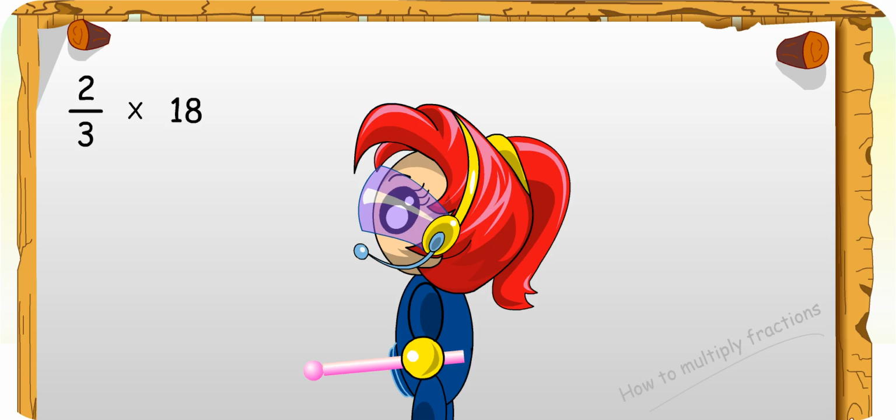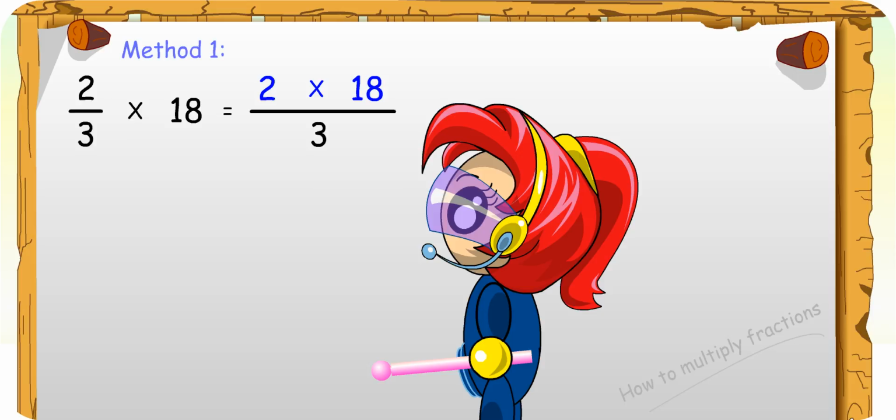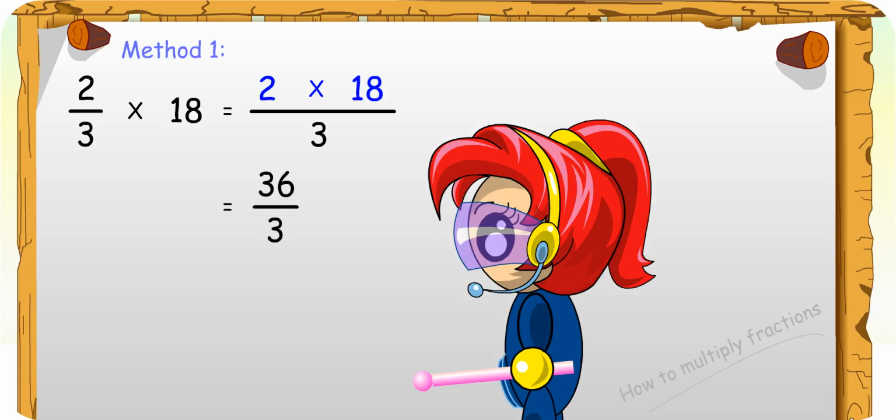Okay. Multiply the fraction 2/3 by the whole number 18. There are two methods to do this. Method 1. Multiply the numerator of the fraction with the whole number. 2 times 18 gives us 36. We now get 36 over 3. We solve that and we get the answer 12. Thus, 2/3 times 18 is equal to 12.